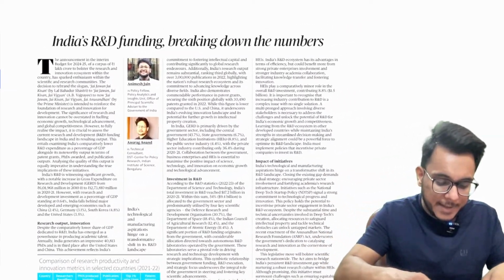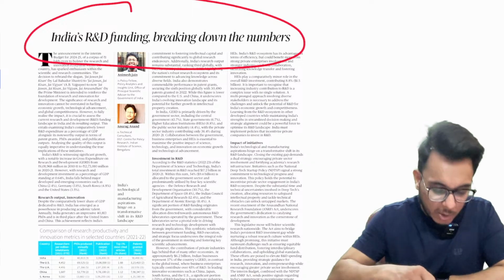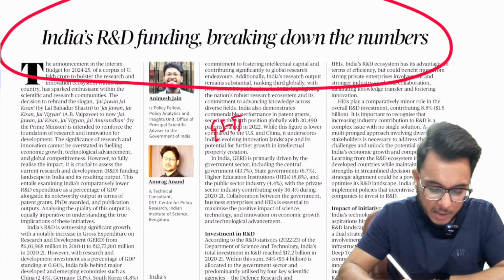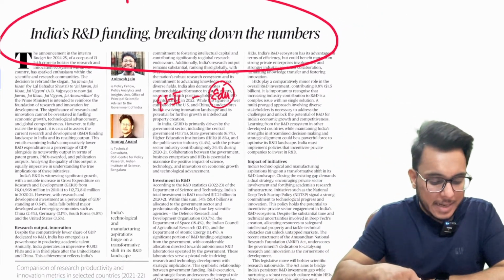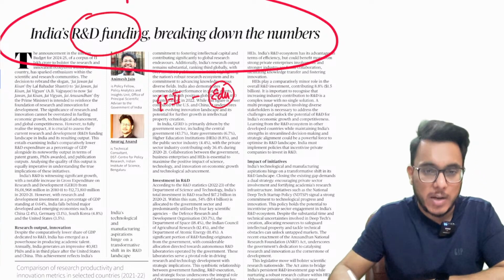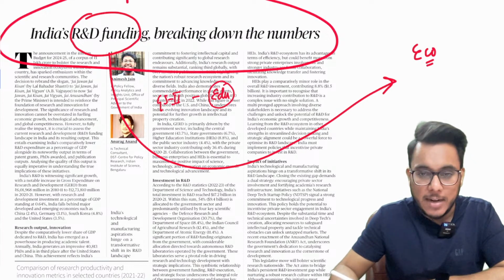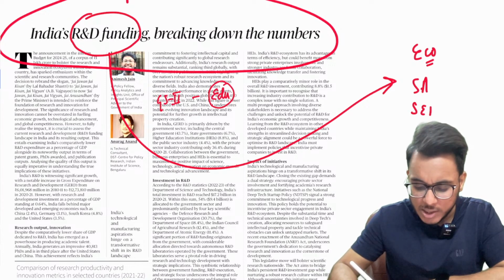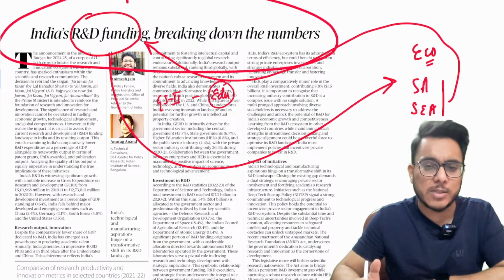Okay, so here we have this article, India's R&D funding: breaking down the numbers. This particular article, we are going to see with respect to GS paper number 2, issues related to education. Now, understand this particular thing, guys, that when we talk about research and development, it plays a very important role in the economic growth of a nation. And we have seen that the countries of South Asia and Southeast Asia that have become economic powers, they have become economic powers by focusing on research and development. Same goes with the developed countries of the West.